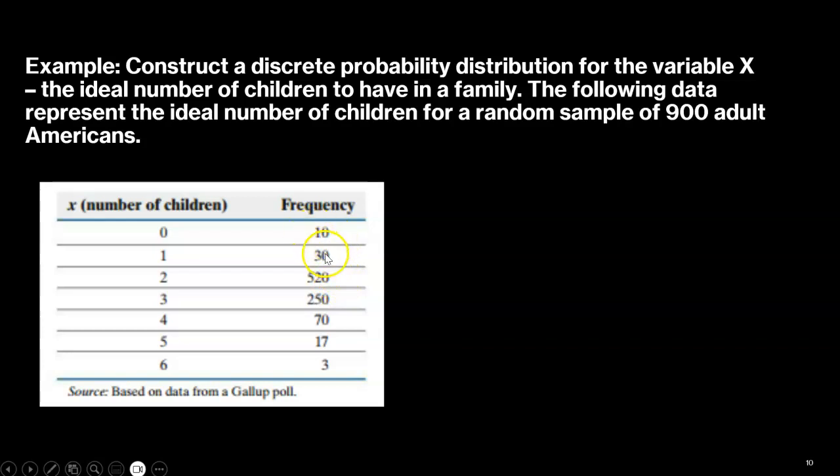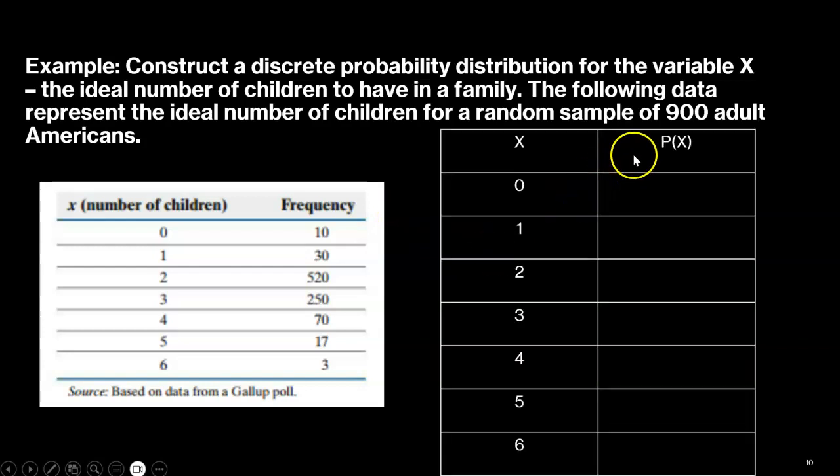Some people think none. Some people think 1. Some people think 3. Some people think 4. Some people think 5. Some people think 6. And so what we want to do is construct a discrete probability distribution that represents the number of children that Americans think you should have. So we create a table, and I have my table here with all of my possible outcomes. Based on this survey, the possible outcomes were 0, 1, 2, 3, 4, 5, and 6.